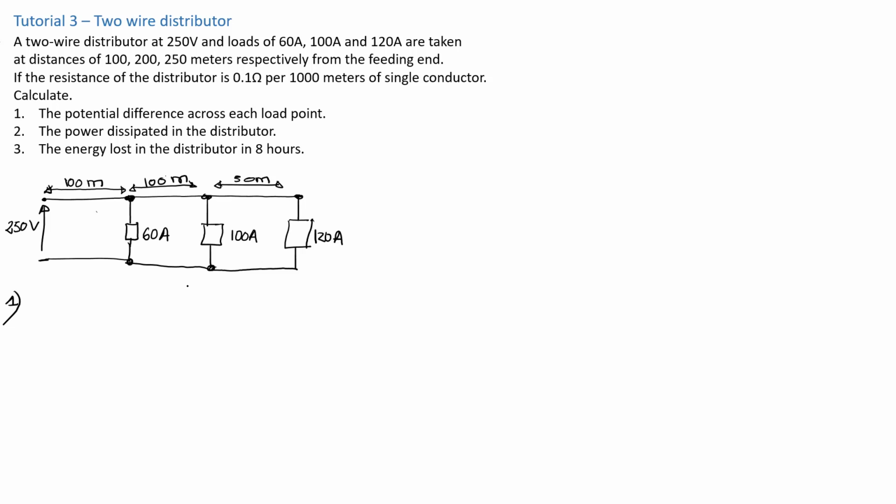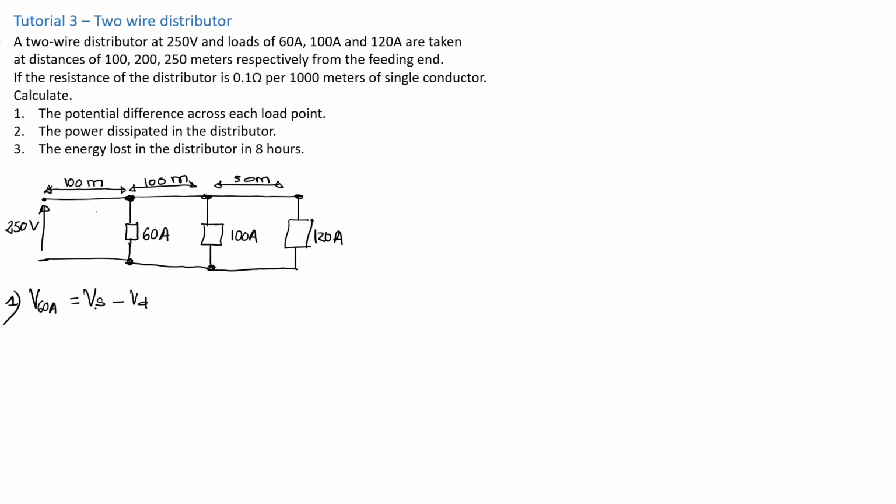So now we first need to determine the voltage drop before we can calculate the potential difference across here. Because the voltage here will be the source voltage minus the voltage drop here. So we can call this voltage V60 amp load, which is equal to Vs, the source voltage, minus Vd. So Vd will be the voltage drop across here, across the 100 meter cable.